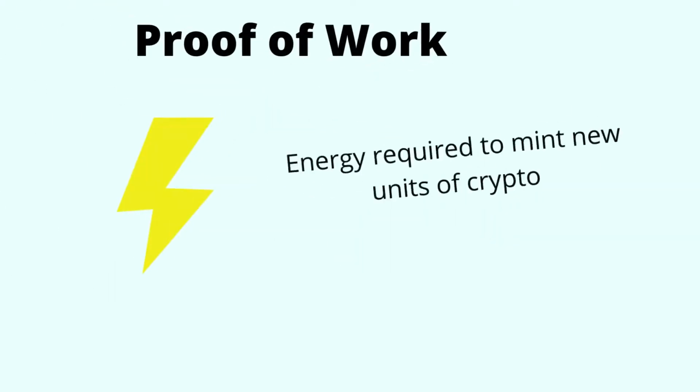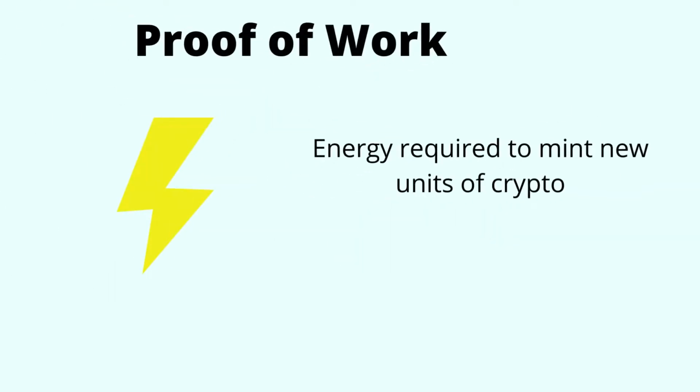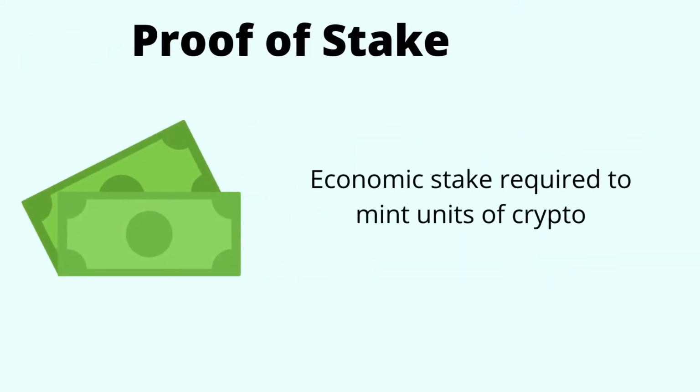So let's get started. In order to understand the proof of transfer consensus mechanism, we first need to look at the different normal consensus mechanisms. First, proof of work makes use of electricity to compute certain calculations, which are then used to mint new cryptocurrency units. Then with proof of stake, we have validators who dedicate a certain amount of economic stake in order to mint new cryptocurrency units.